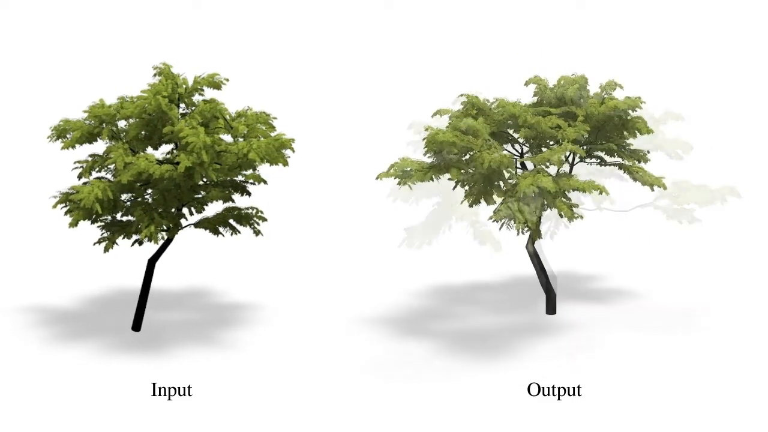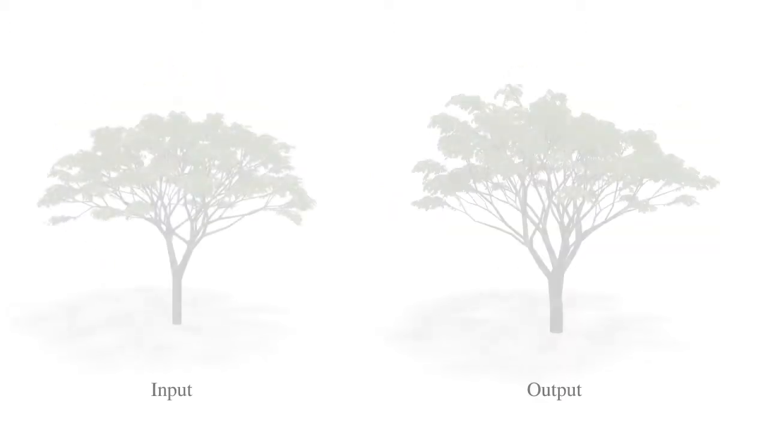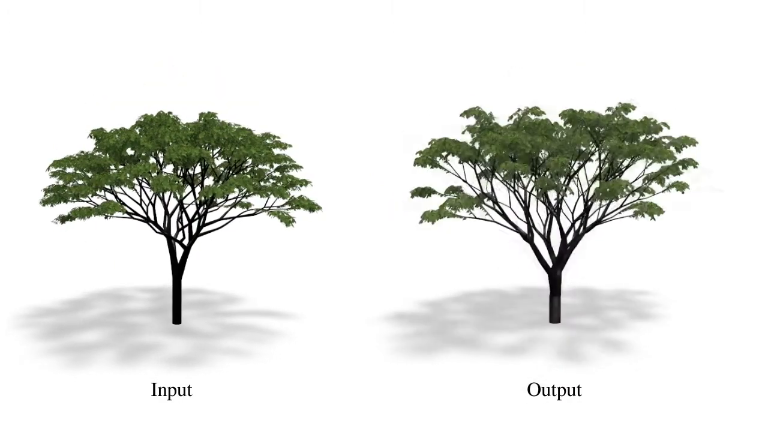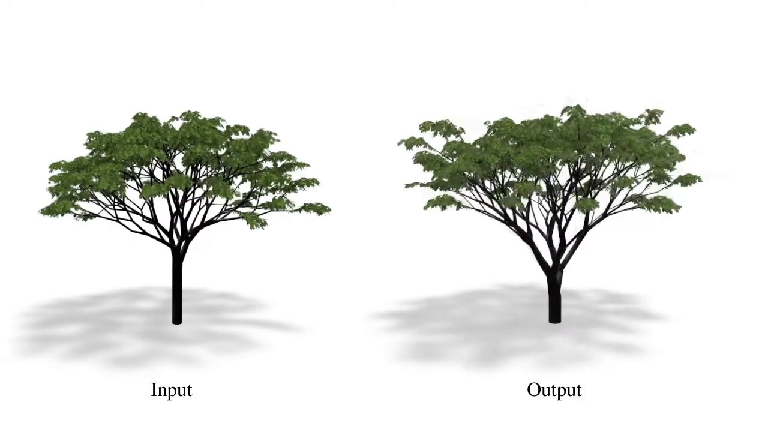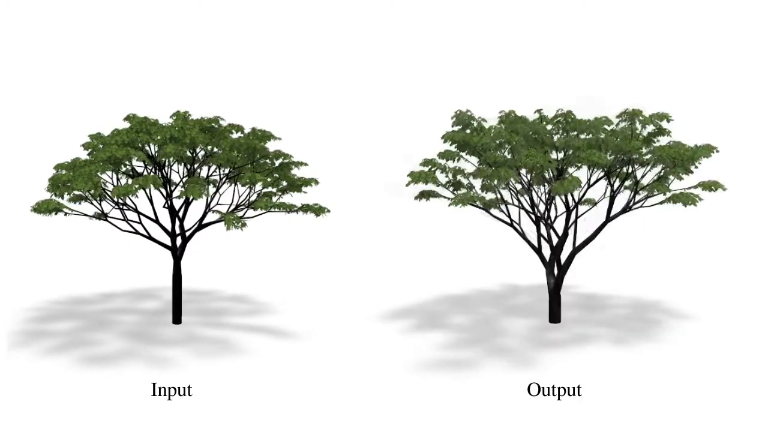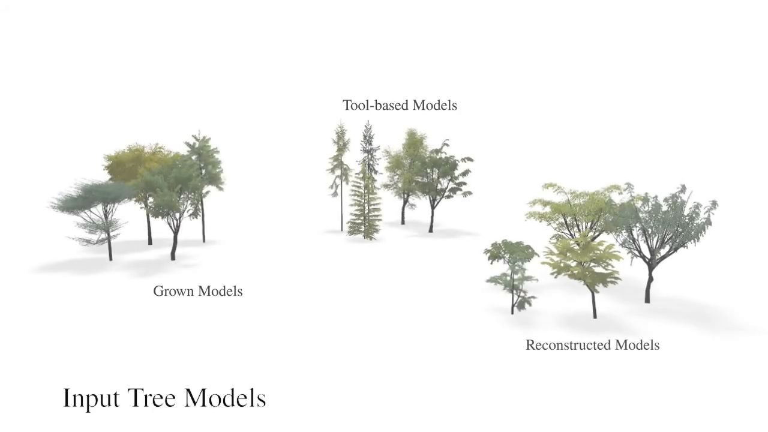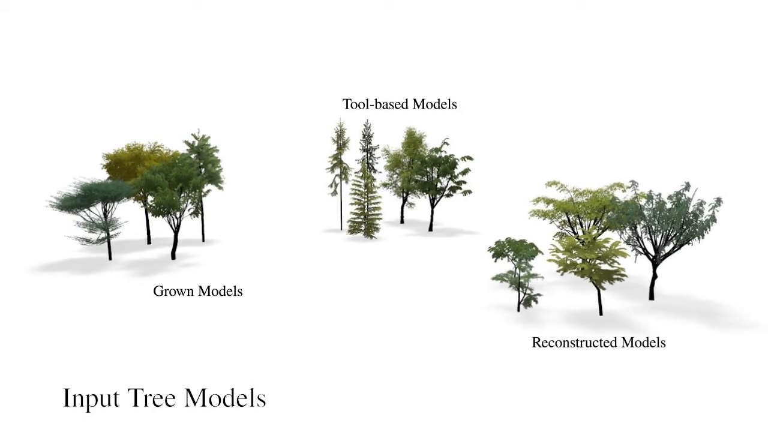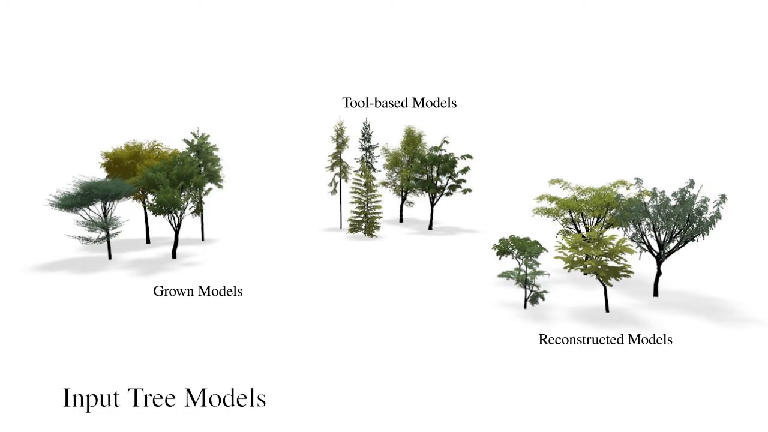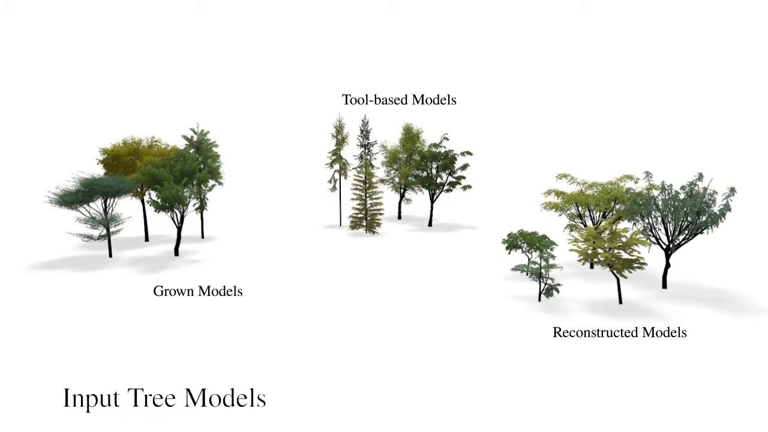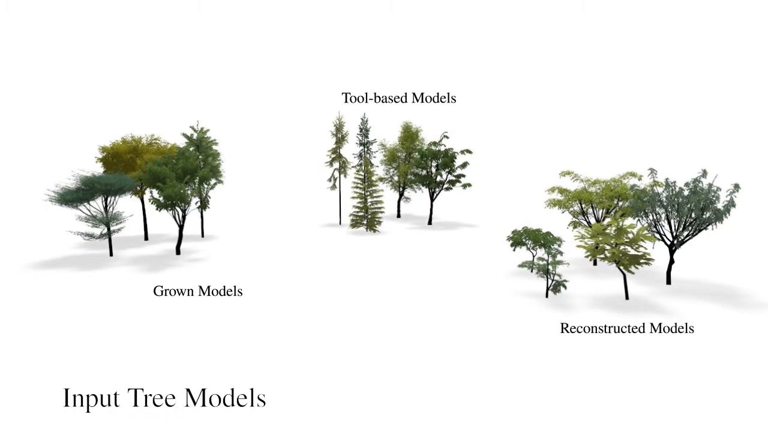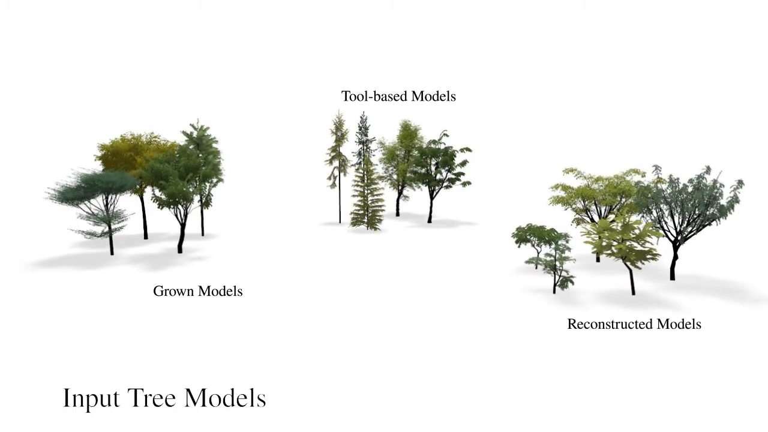Our method allows us to automatically convert existing tree models into a procedural representation of their species that can be used to create visually similar copies of the analysed trees. The input of our method involves 3D models from a wide variety of sources, created using tree modelling tools, grown virtually using biologically based systems, or reconstructed from 3D data.